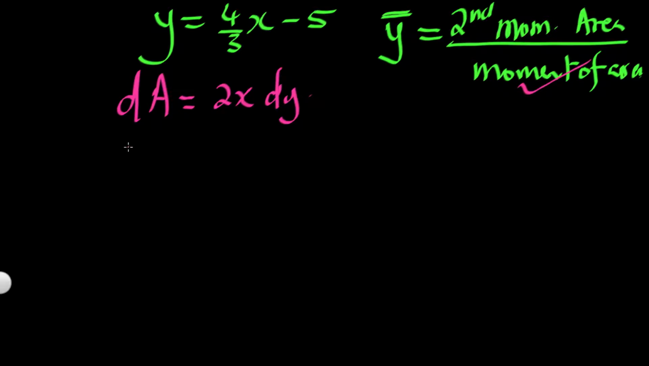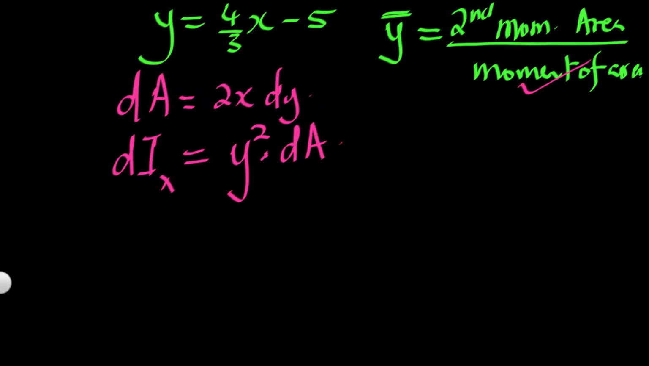d is small ix. I is representing the second moment of area here. dix is equal to y squared, y being the distance of the strip from our reference axis, which is the x-axis, by the way. So this is y squared dA. This is it. Maybe I should point out why I am saying this.